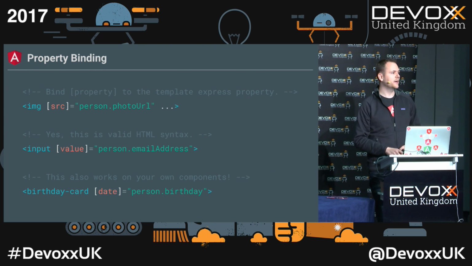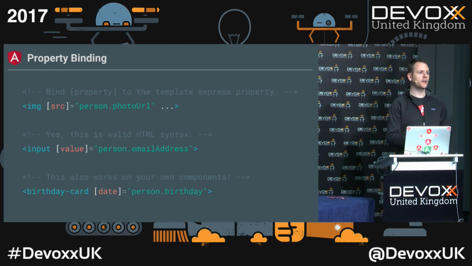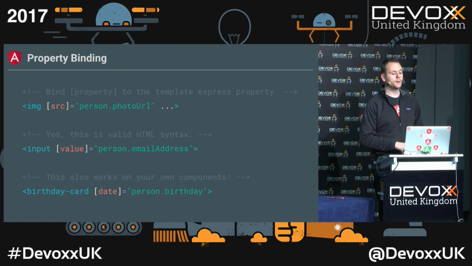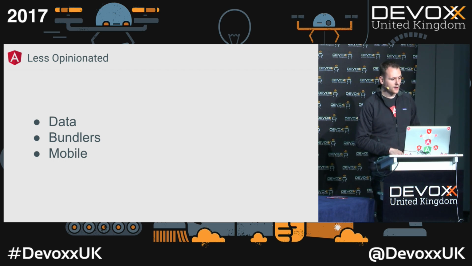In AngularJS, we had a number of different directives like ngCloak, ngHide, ngShow. As I said, we reduced and removed a lot of those. And what we've replaced them with is this very simple bracket syntax where you can bind to any property on a component just by using the same syntax, whether that's an image, an input, or a custom component that you have built yourself.